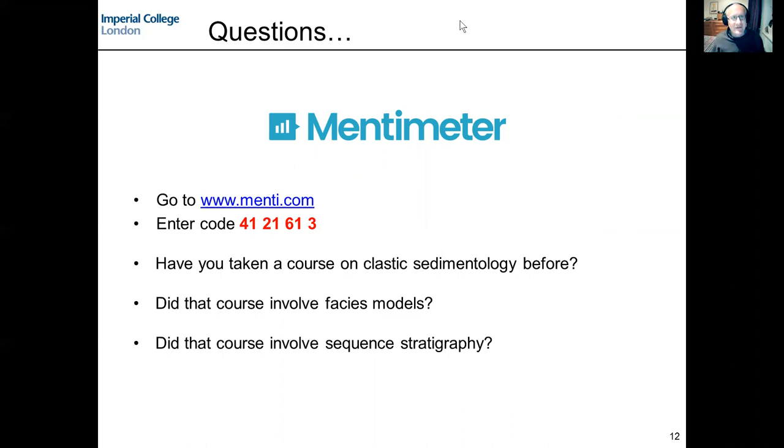Okay, so at that point, I'm going to stop recording, and the next recording basically starts with an overview of sequence stratigraphic models and concepts.